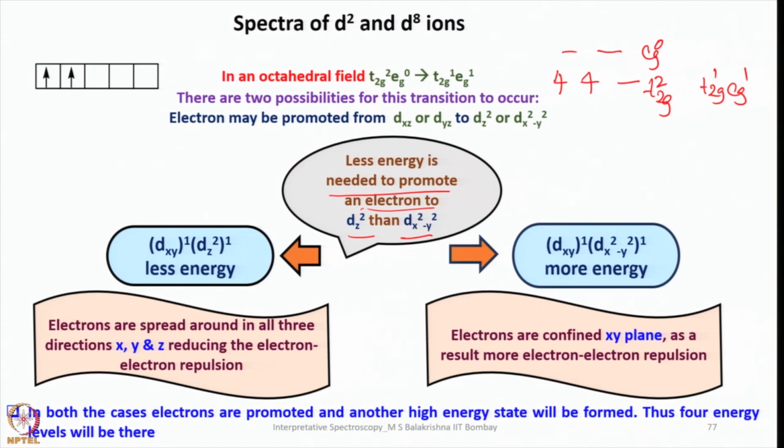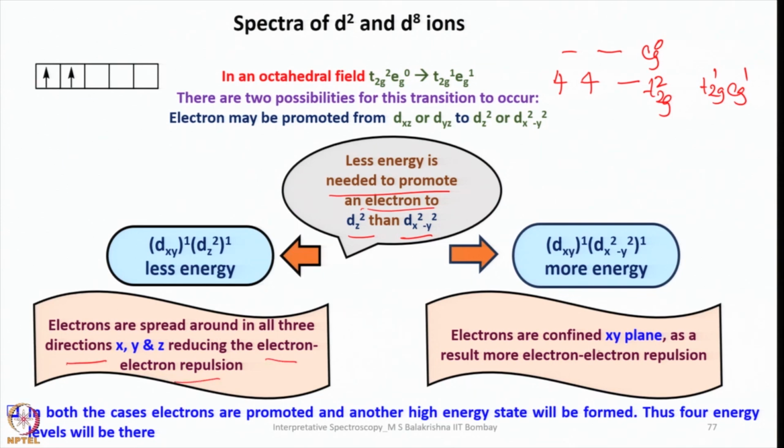Once you promote the electron, we have the electronic configuration dxy1 dz square 1, and it is a lower energy transition. On the other hand, when you promote an electron to dx minus y square, it's a higher energy transition. So electrons are spread around in all three directions, x, y, z, reducing the electron repulsion.